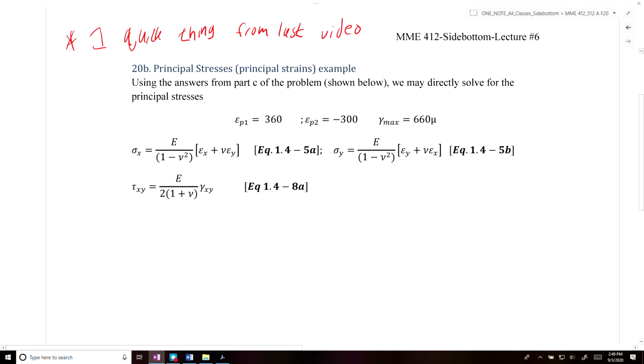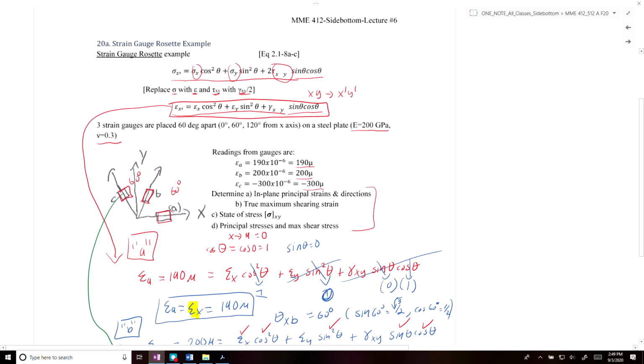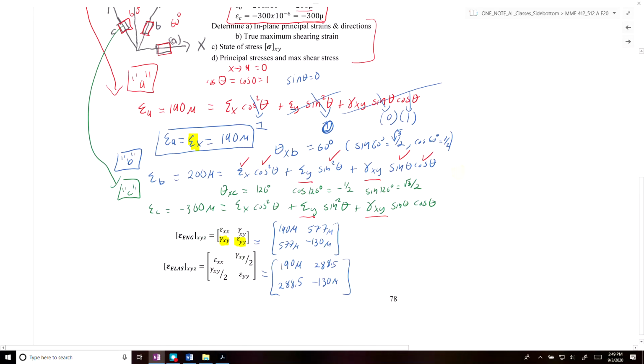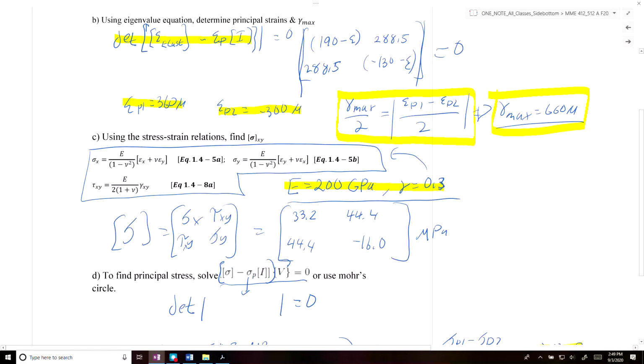So there's one thing I forgot to mention in the last video that I want to mention here briefly before we continue. In the last video we talked about how if we had three strain gauges with known strain, we could calculate the given state of strain epsilon xx, epsilon yy, and gamma xy, and it can calculate the principal strains.